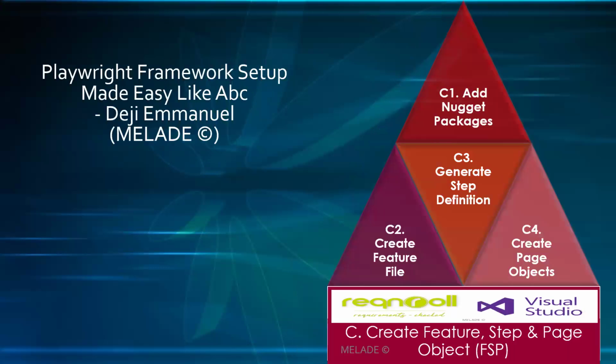Then the last step, which is step C, right? We need to add the NuGet packages. And then we need to create the feature file. And after that, we create the step definition, and then we create the page objects. So that is the ABC. Then with this, we just need to run the steps. So that is my ABC steps for creating a Playwright framework from beginning to the end.